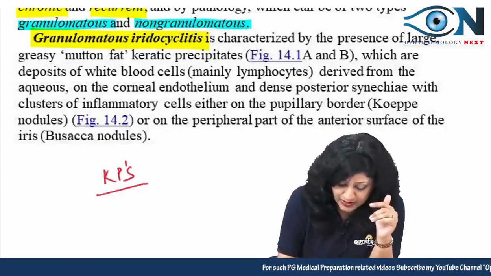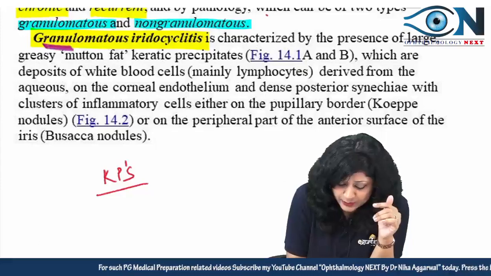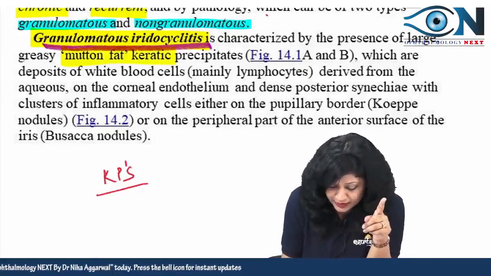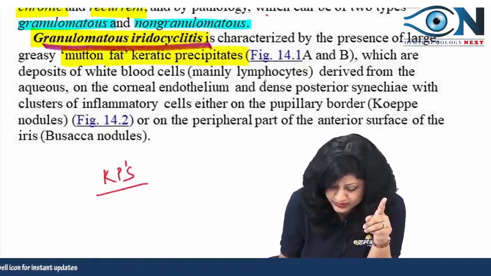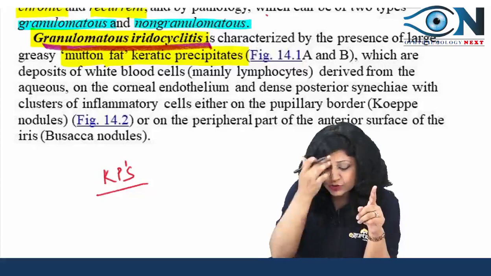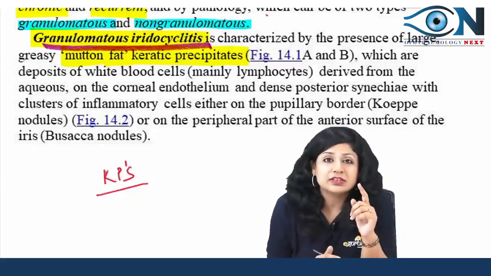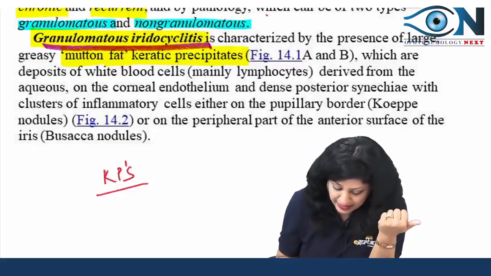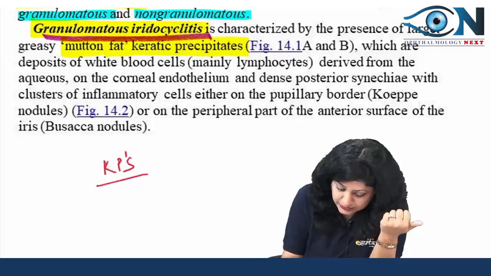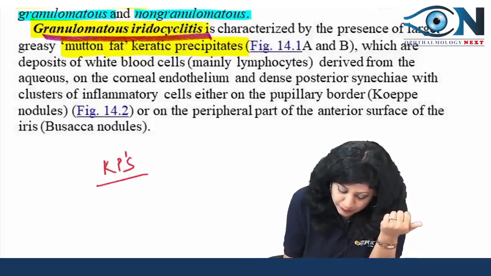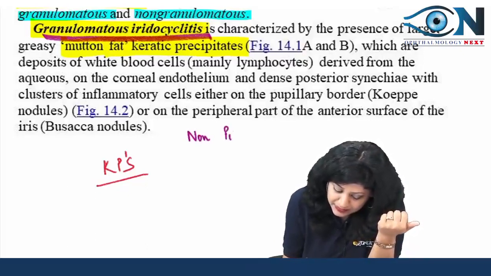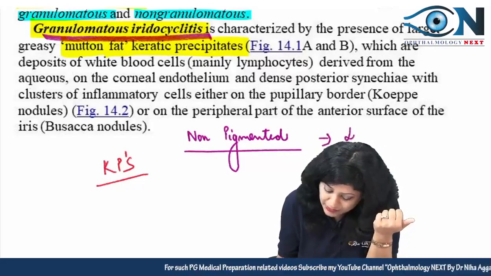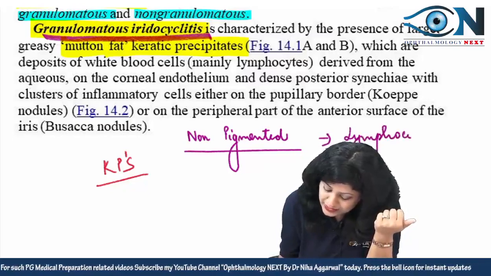If you look here, I have the granulomatous iridocyclitis. So what kind of uveitis KPs will I have? Mutton fat KPs. In the granulomatous, they are not lymphocytes, it is the macrophages which are derived from the aqueous. When we have the non-pigmented KPs, the small, fine non-pigmented KPs, then actually we have the lymphocytes.